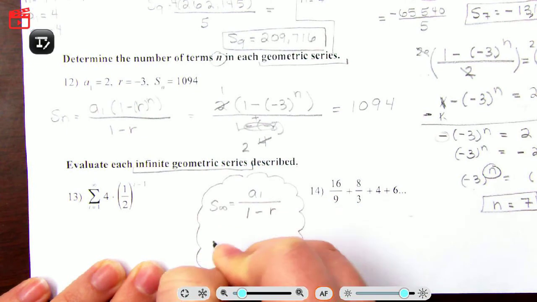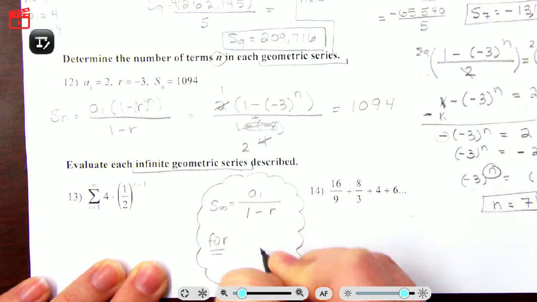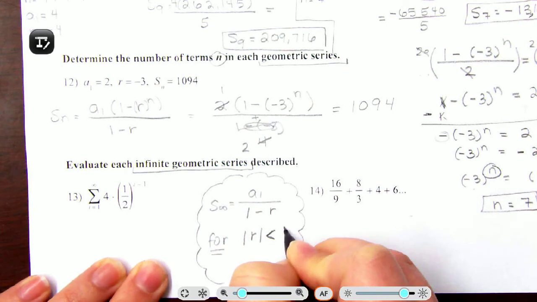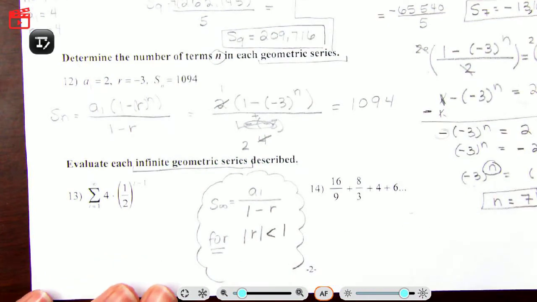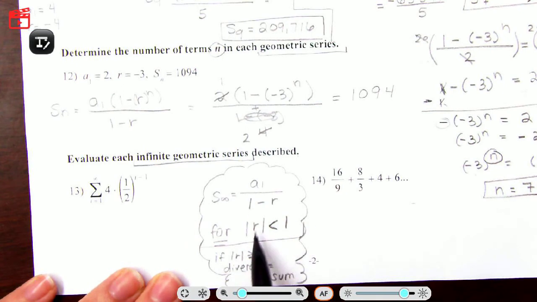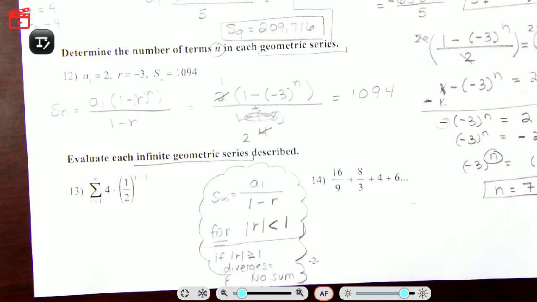r. Now this is the super duper important part. The common ratio must be less than 1. Okay? If the common ratio is greater than or equal to 1, it diverges, and that means no sum. Okay? So we must have it less than 1. The absolute value of our common ratio must be less than 1.